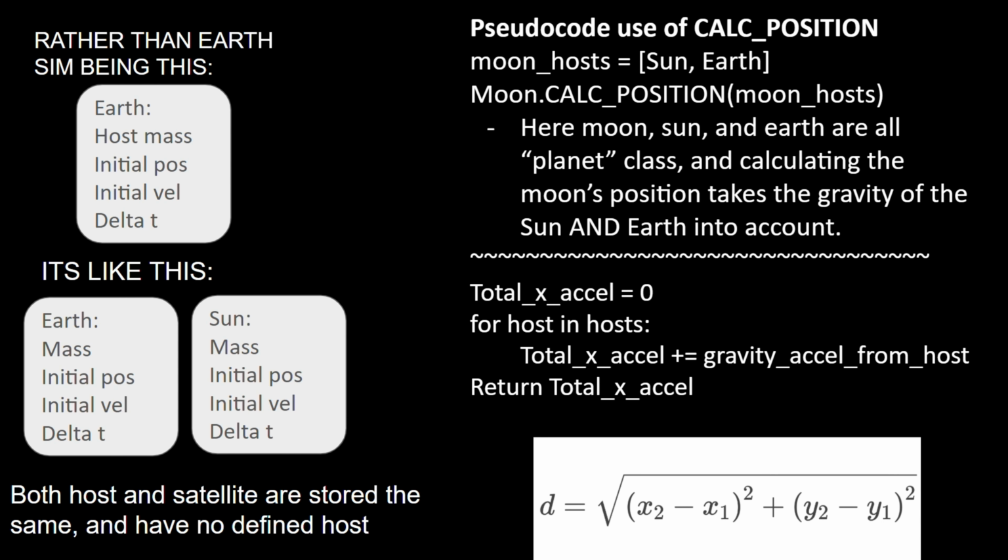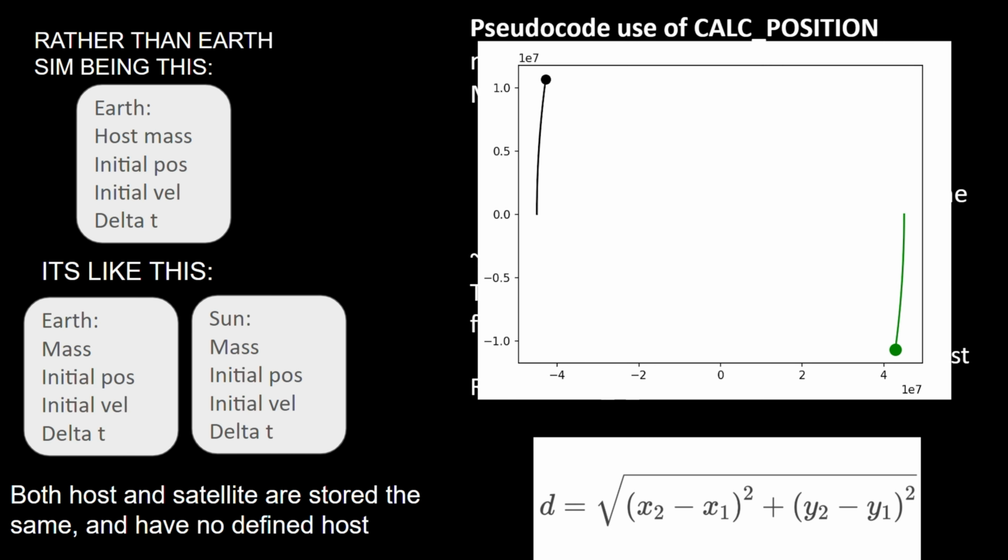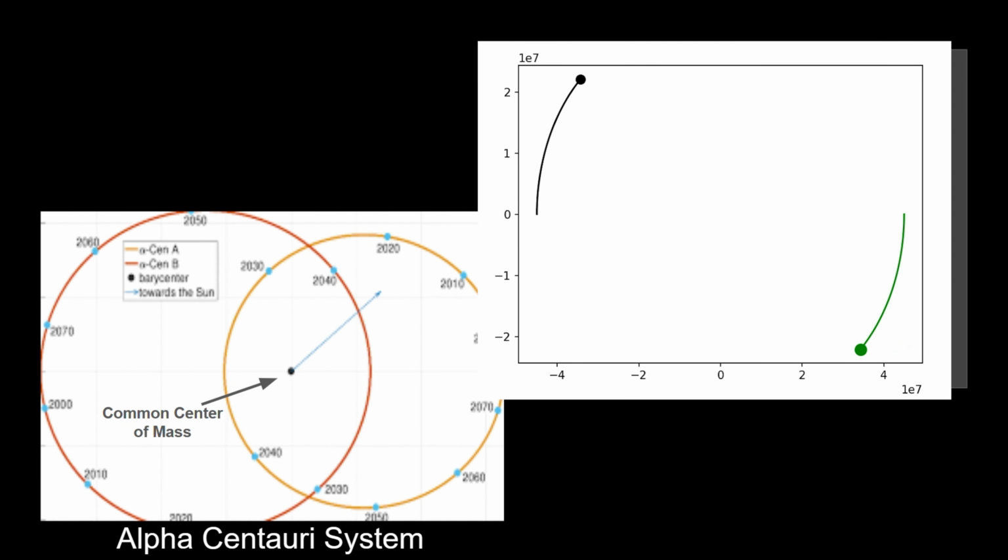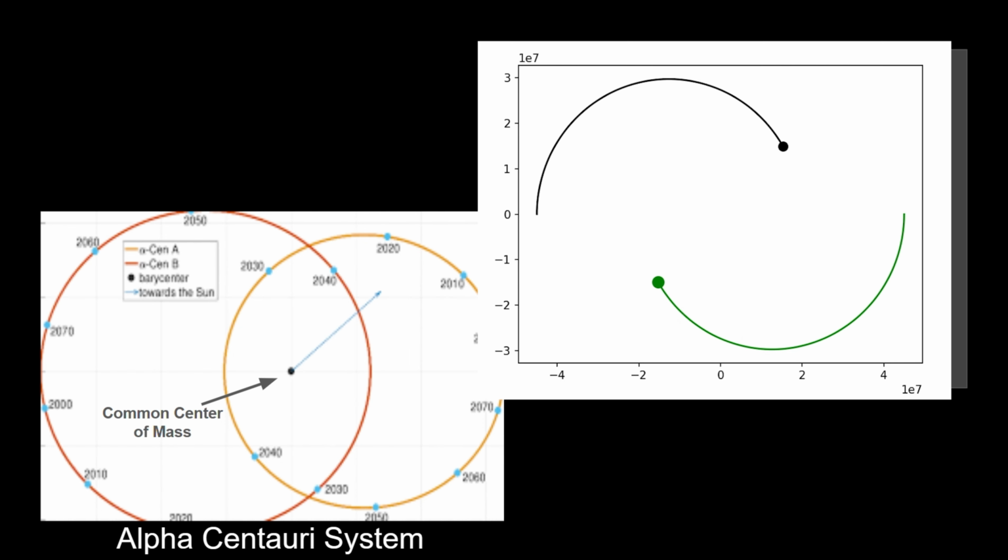As it calculates the acceleration from each host, it adds them together to get a total acceleration. What this means in practice is that there's no real difference between satellites and hosts anymore, except that the hosts have more mass and are not impacted by the gravity of the satellite, unless you want them to be. Now, the reason this is a much better way of doing things is because it means that the simulation can now account for moving hosts and more complex orbits, where both objects are moving and there is no clear host.